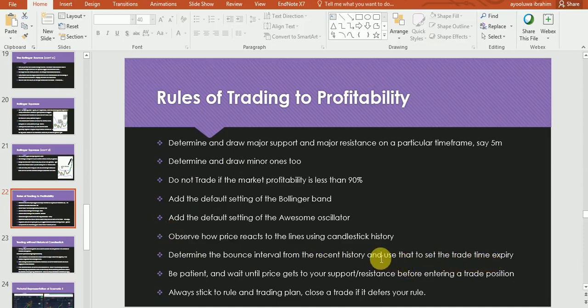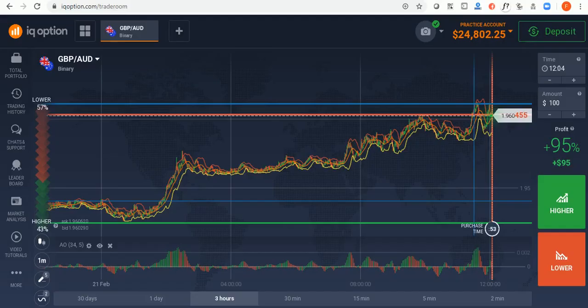Look at how it reacts in the past. Use that to draw your line. Look at the buyer's interval to set your what? Your trade time expiry. Be patient and wait until price gets to your support or resistance before entering a trade position. Okay, so basically that speaks a lot about what happened here.